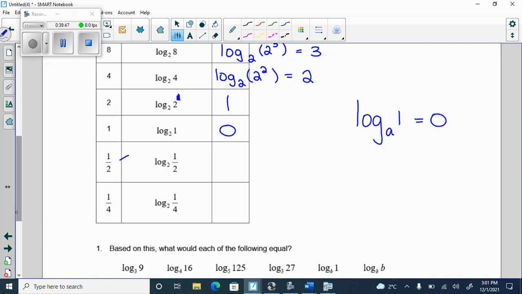Now this one, what is 1/2? Yeah. So this is log base 2, 2 to the negative 1. So my answer would just be negative 1. And a quarter I can write as 2 to the negative 2. So my answer would just be negative 2.